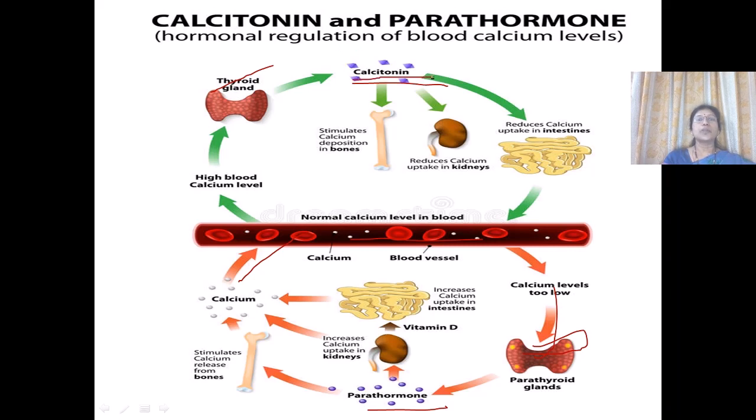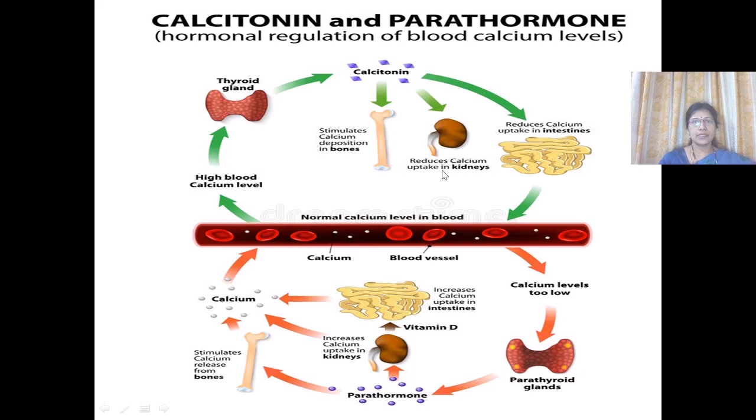And calcitonin is produced by the thyroid gland whenever the calcium ions are high, and this calcitonin stimulates the osteoblast cells. Osteoblasts are the bone forming cells. These bone forming cells take up the calcium ions and deposit them in the bone. Thus calcitonin lowers the calcium ion levels in the blood.